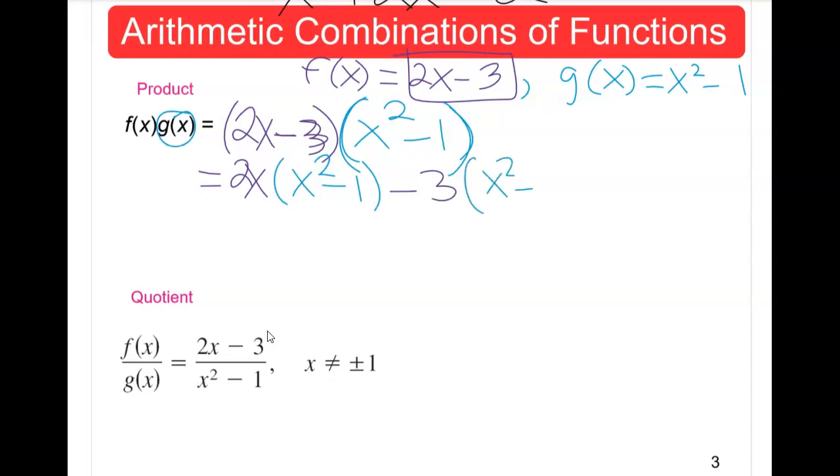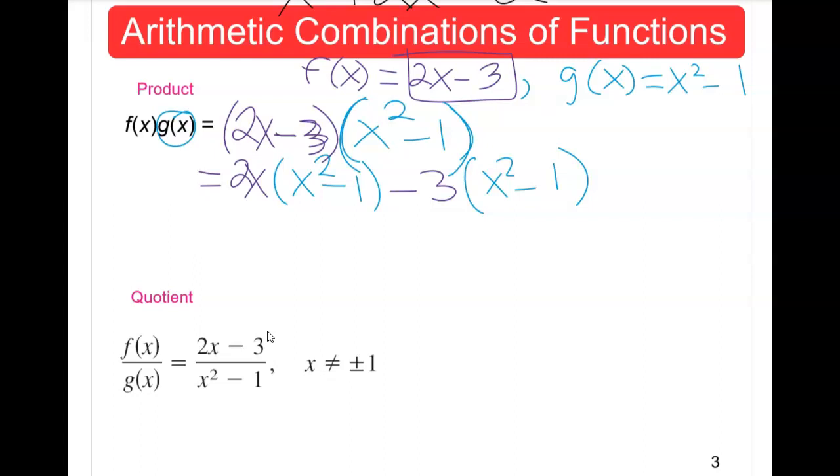x squared minus 1. What I'm doing is just showing you the long way of doing it. I know you have heard the word FOIL, so what I'm writing is the representation of the distribution of the product.